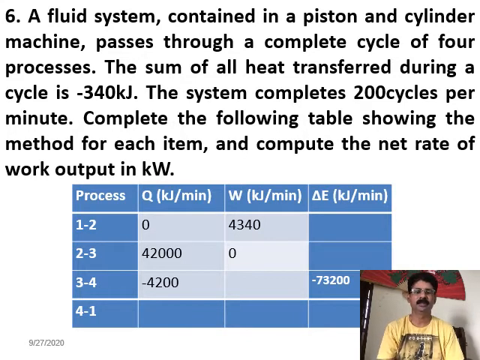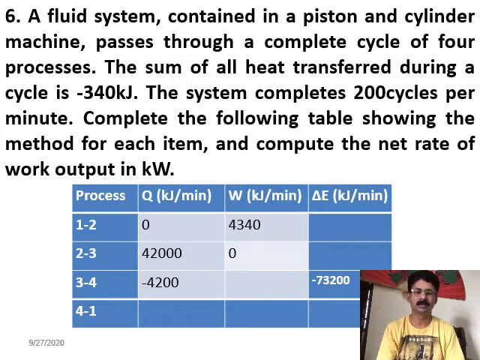A fluid system contained in a piston cylinder machine passes through a complete cycle of 4 processes. The sum of all heat transferred during a cycle is minus 340 kJ. The system completes 200 cycles per minute. Complete the following table showing the method for each item and compute the net rate of work output in kilowatt.